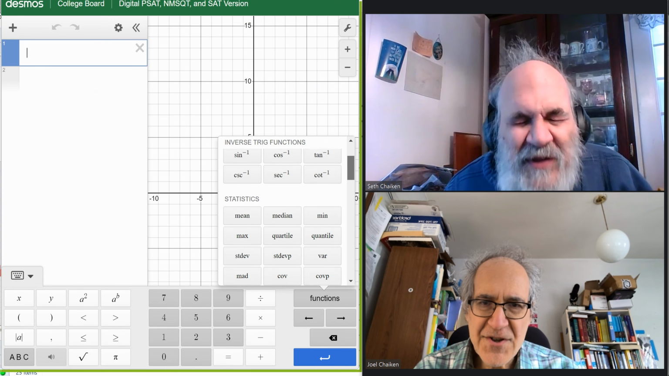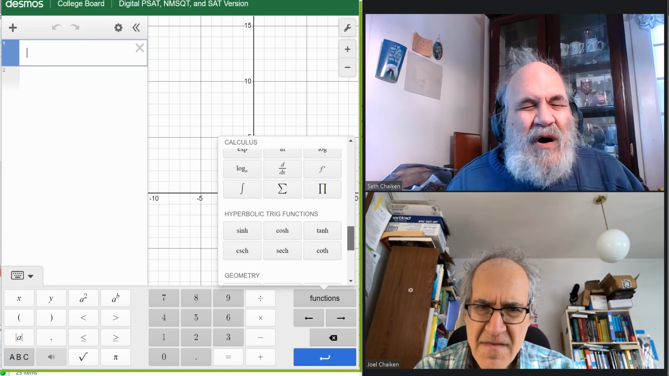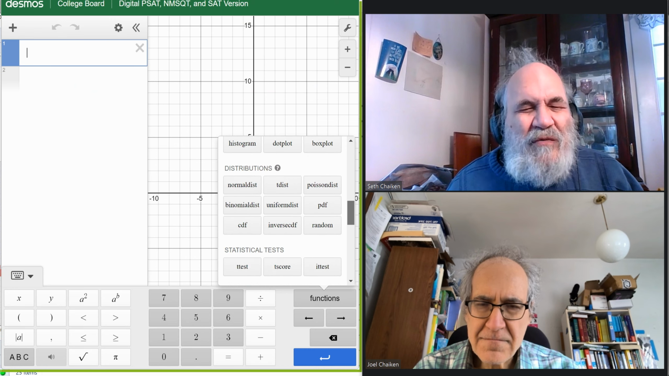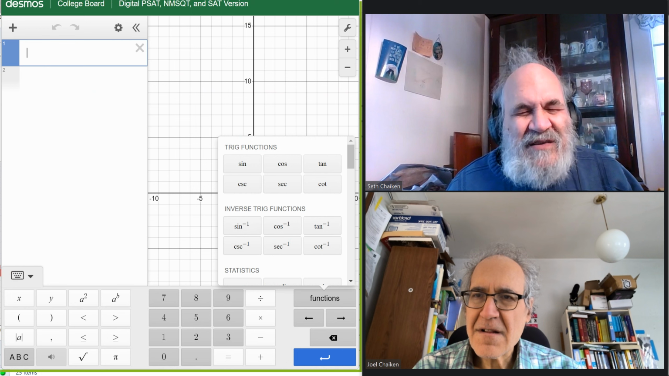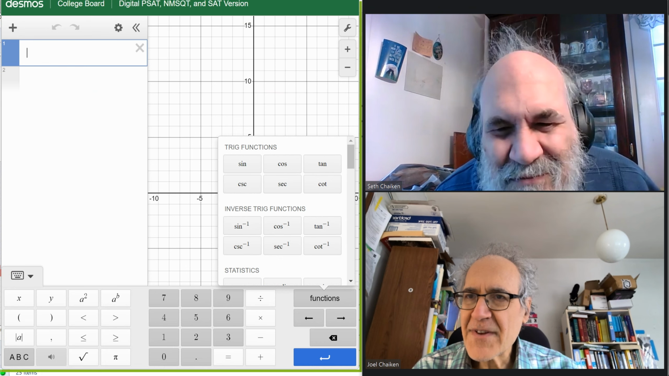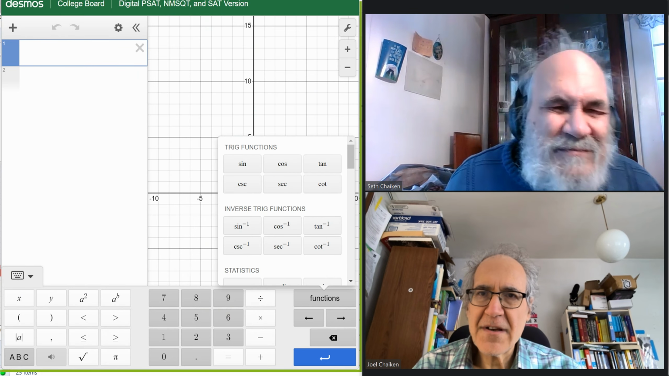So then you have to know that 4.8% means how much? 0.048, also known as 48 thousandths, right. That is a good point. Now, how do we get out of the calculator? Oh, I see. We don't have to get out of the calculator. That is a good point, Seth.